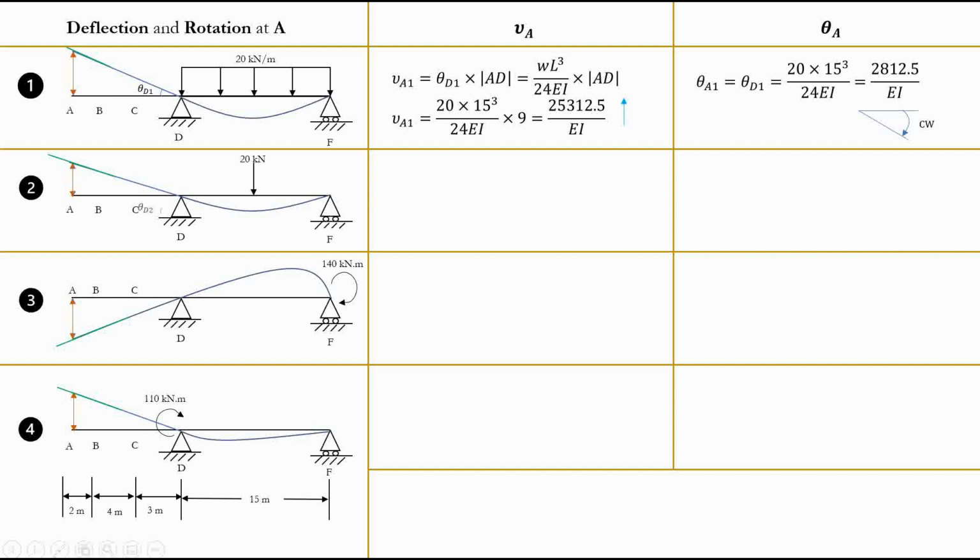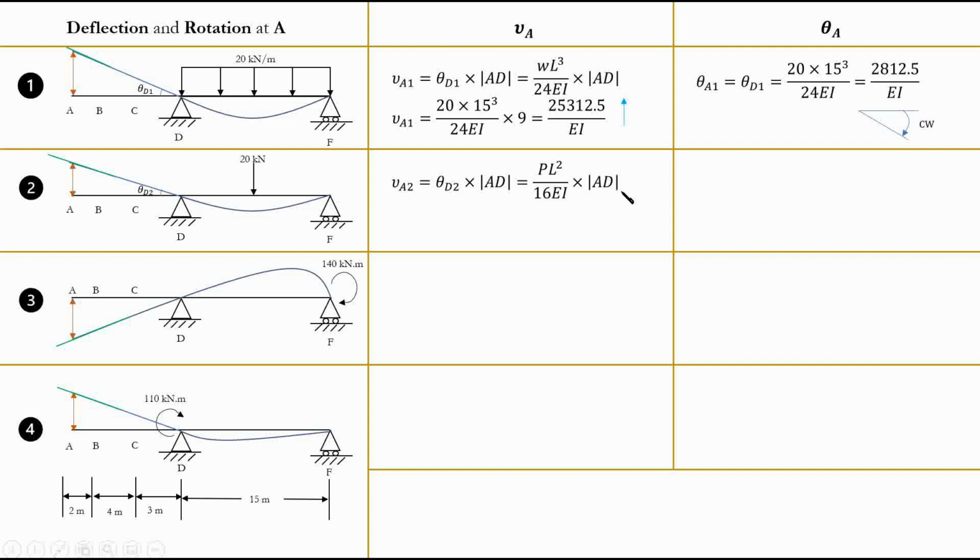Now let's move to the second case. For the second case, you can see this, again, this value. You see, the process is very, very similar, right? Again, what is our deflection here? Our deflection is this value, right? Multiplied by this length, right? As you can see, theta d2 multiplied by AD, or the length that we have, okay?